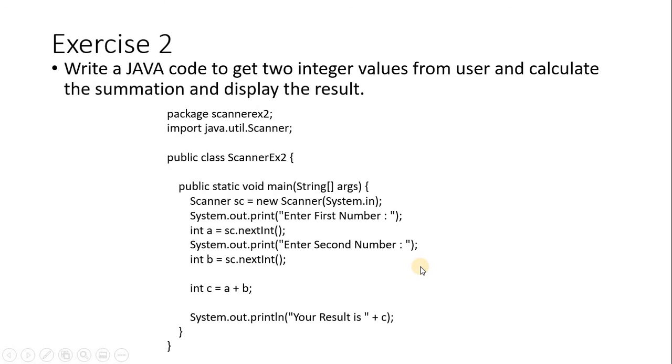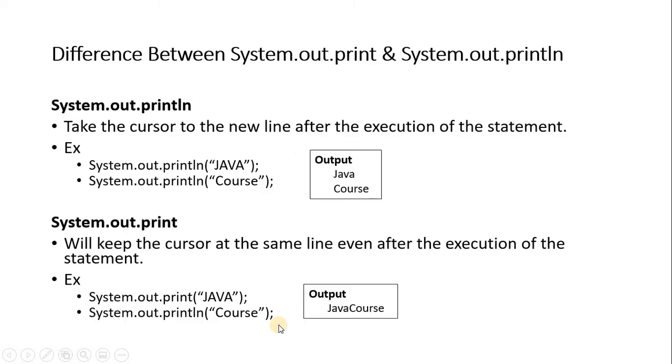Especially here, you could have observed there is a print statement. I have used the println statement here. So what does print mean? It will print on the same line. Println means it will print on the next line. That is the clarity we are going to give here: the difference between the print and the println statement.